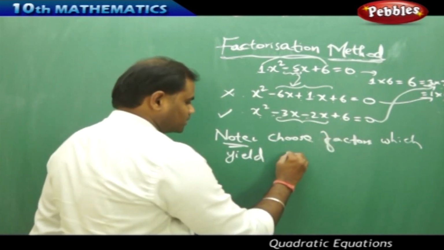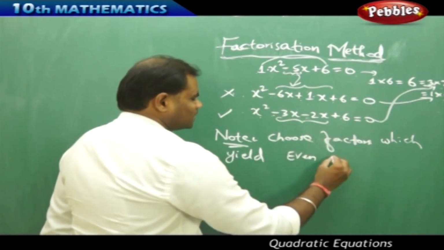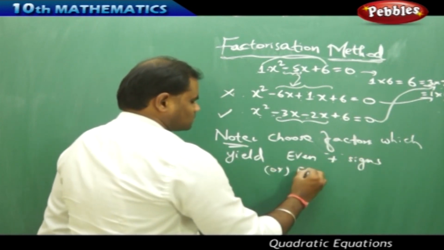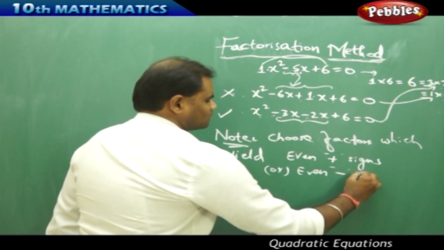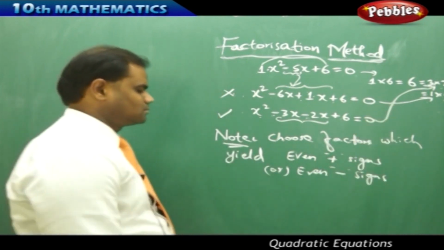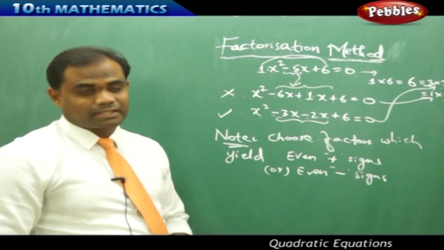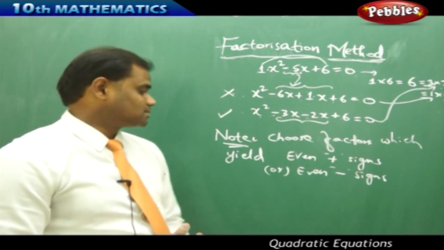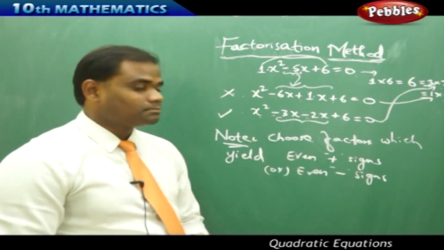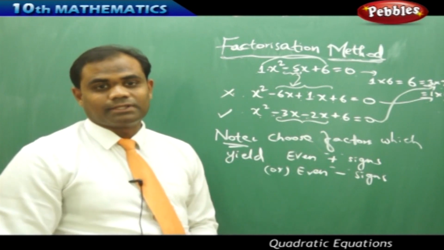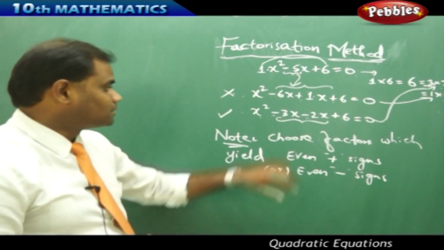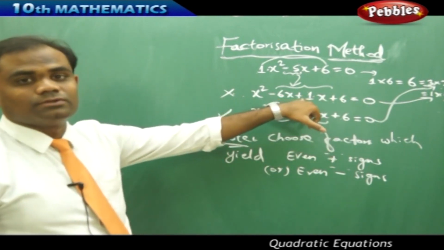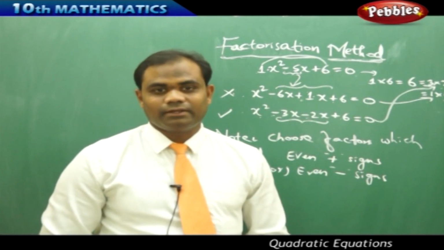Therefore choose factors which yield even plus signs or even minus signs, or all plus signs or all minus signs, but you cannot use them when you have odd plus or odd minus signs. So choosing factors which yield even plus or even minus is very important in identifying the factors in the factorization method. In this example, this can be used for factors, this cannot be used for factors. This is how we identify it.